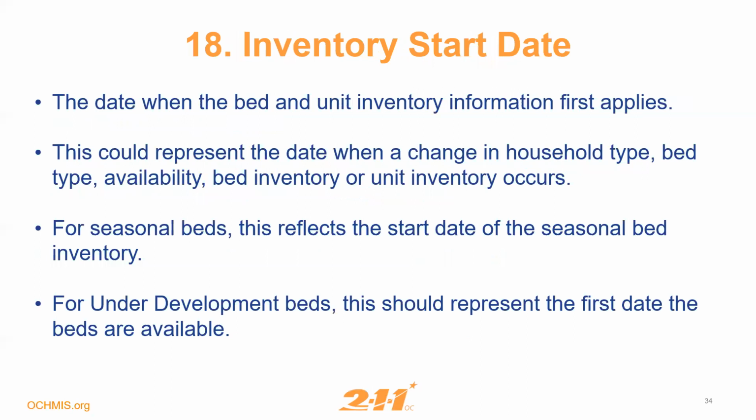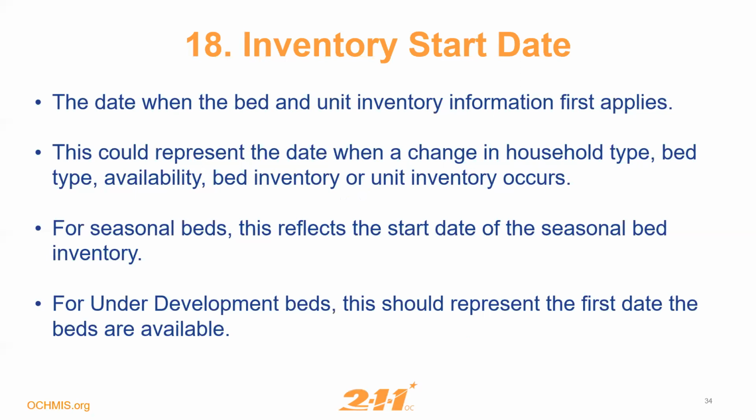So then we want to know what the inventory start date is. So this is the date when the bed and unit inventory information first applies. And this could represent the date when a change in household type, bed type, availability, or bed inventory or unit inventory occurs. So oftentimes, the inventory start date is the same as it was last year. So you could just review the data that we have sent to you in your 2019 HIC answer form and make sure that that's correct. Unless there has been a change, so then you would update that information.